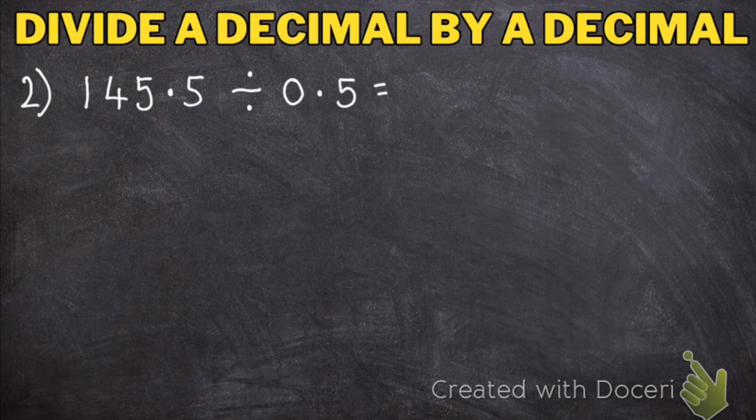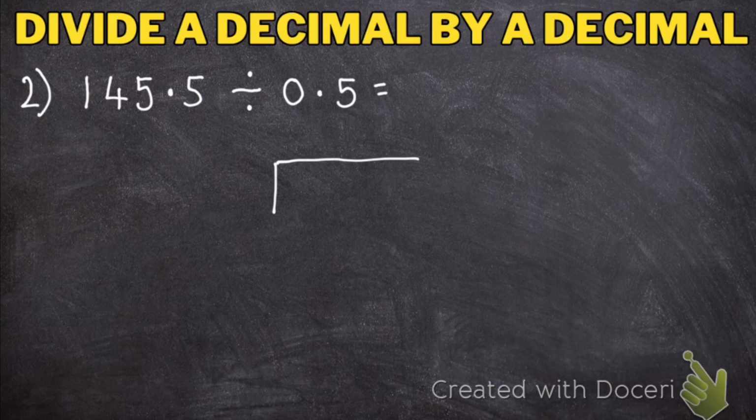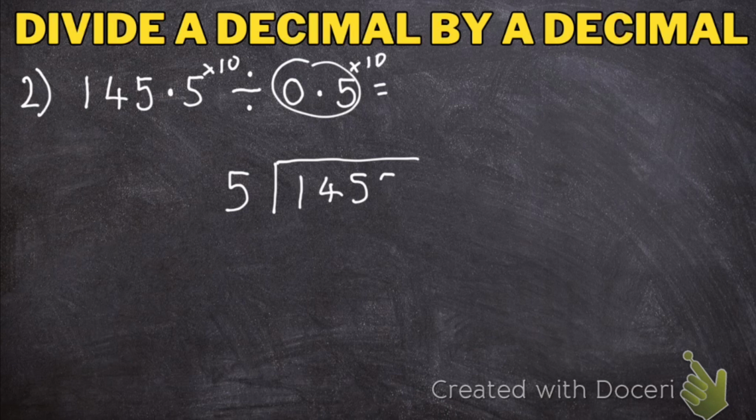So here's the next example. So I've got 145.5 divided by 0.5. So I'm going to do my bus stop. So here 0.5, I'm going to multiply it by 10 to get my divisor of 5. So I must also do it to this number here as well. So that will become 1455, and I've completely taken out the decimal point there.